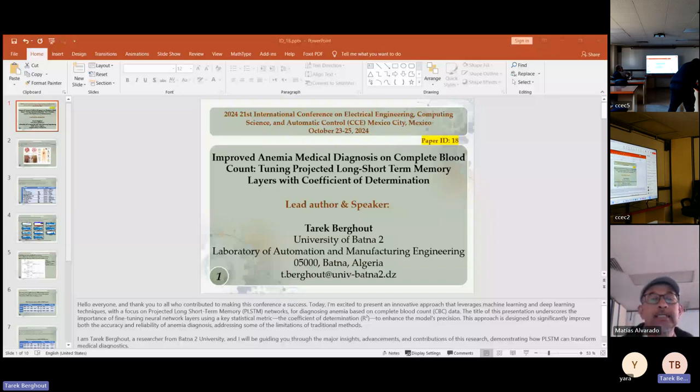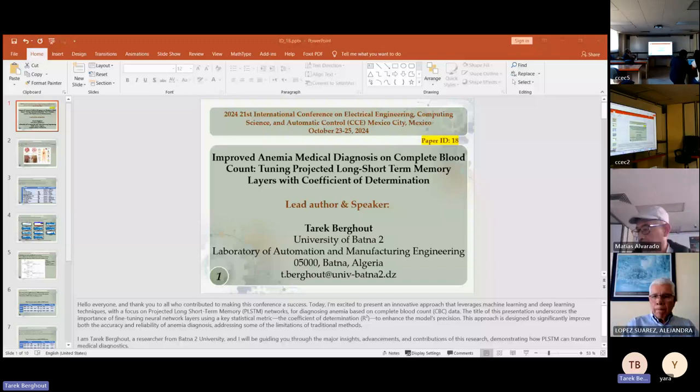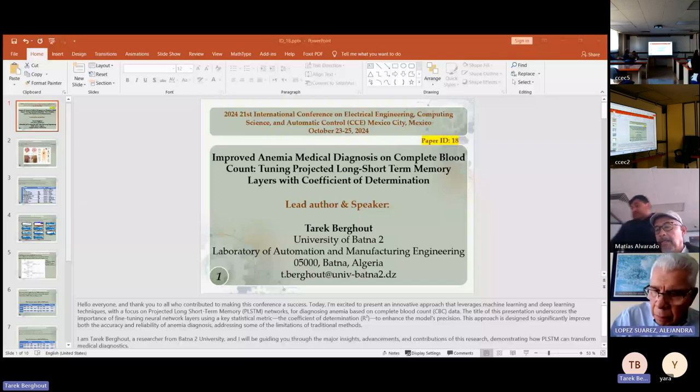It also compares a normal hand with a hand affected by anemia, which often appears pale due to the lack of oxygenated blood. Lastly, this figure illustrates common symptoms of anemia such as fatigue and weakness, and further emphasizes the importance of early and accurate diagnosis. So the goal of this study is to improve the diagnostic process for anemia by utilizing the projected long short-term memory models. These models are designed to analyze complete blood count data more effectively, accounting for both temporal and demographic complexities of patients.